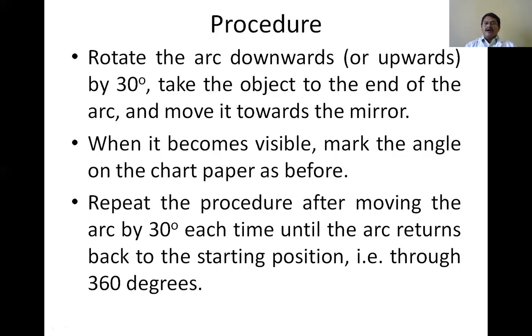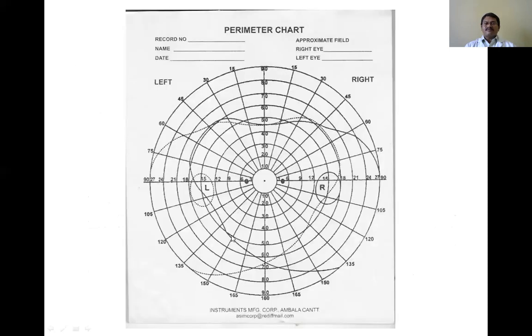Then rotate the arc downwards and upwards by 30 degrees. Take the object to the end of the arc and move it towards the fixation point. When the object is visible, mark the angle on the chart paper as before. You have to mark it every time. Suppose he says yes at 30 degrees, you have to mark the chart point at the regular interval. Suppose he sees it at 60 degrees on the meridian, you have to mark this one on the 60 meridian. Suppose on the 30 degree meridian he says yes at 50 degrees, you have to mark this on the chart.